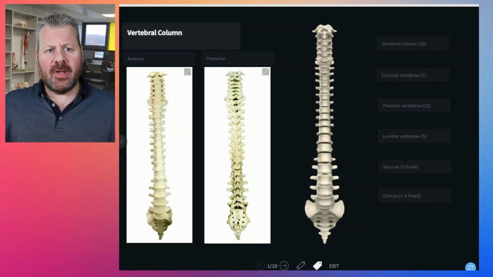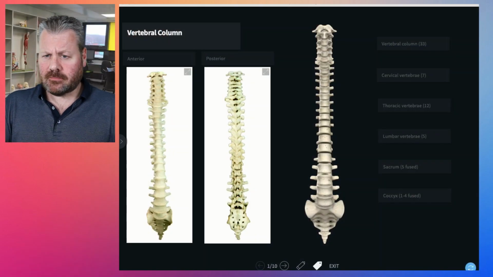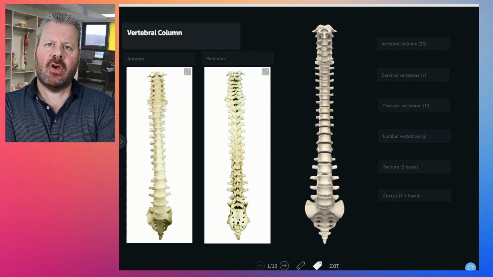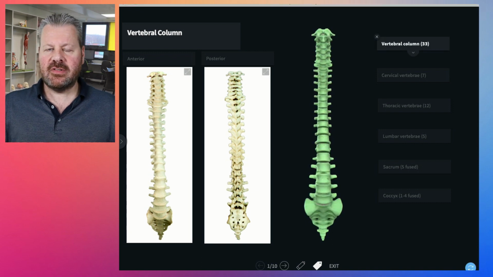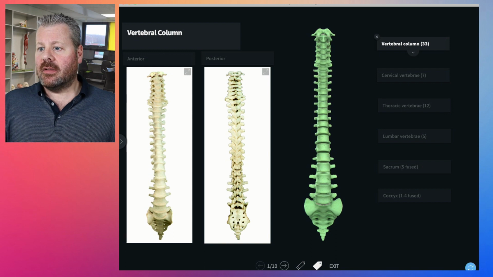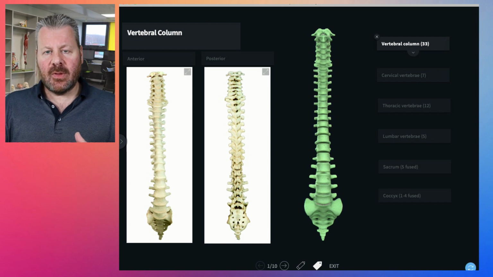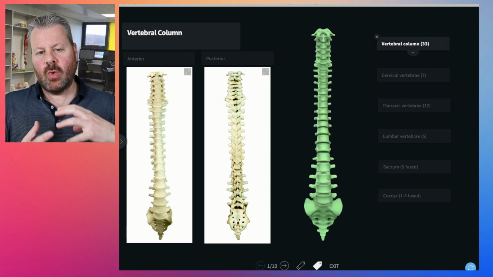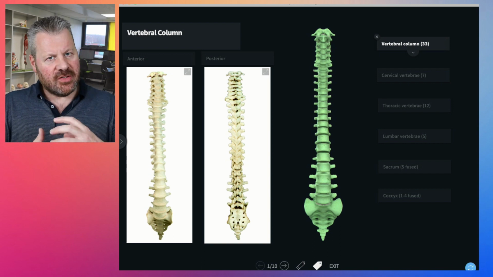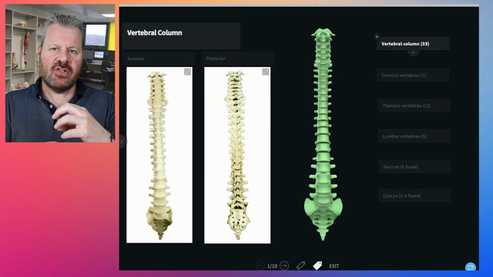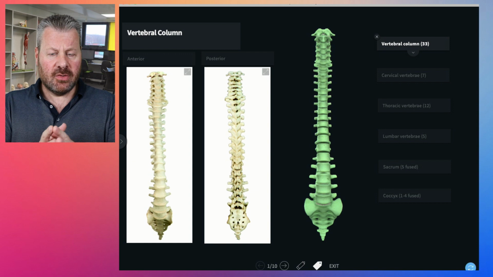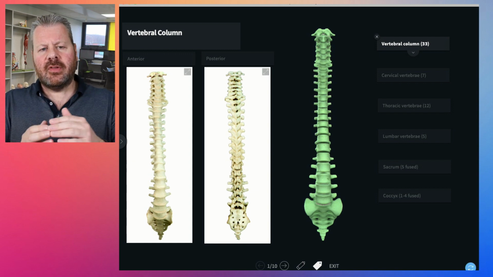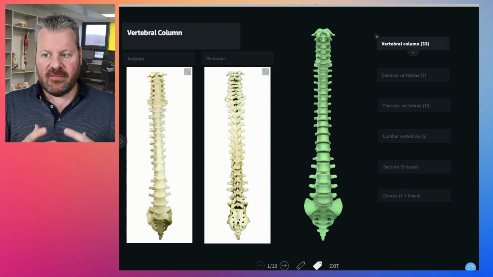So let us jump into Complete Anatomy again, and we'll look in more detail at the vertebral column. The vertebral column is made up of 33 individual segments. These are stacked vertebrae which operate as one unit. They articulate between each other, but there is only a small amount of articulation at each joint. So this contributes to the stability and the protection of the spinal cord. But overall, over the whole unit, it actually allows for great flexibility.